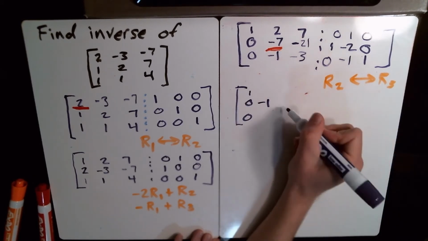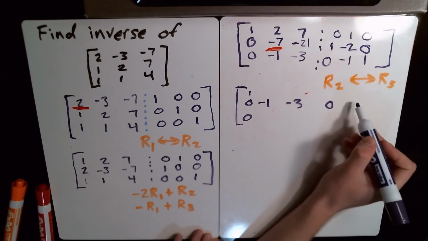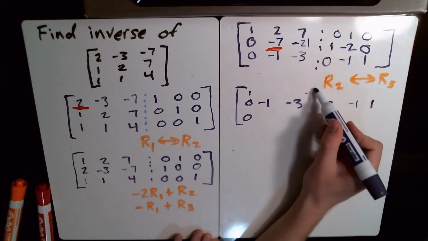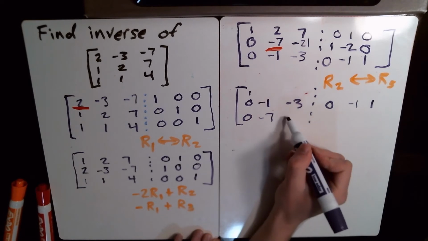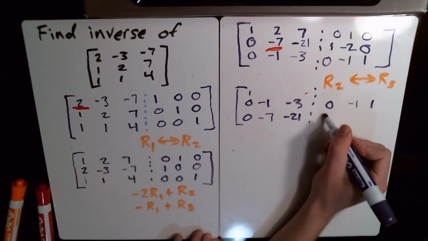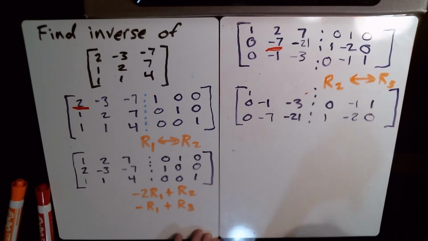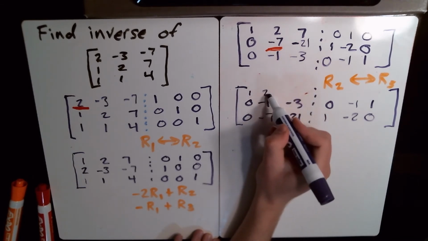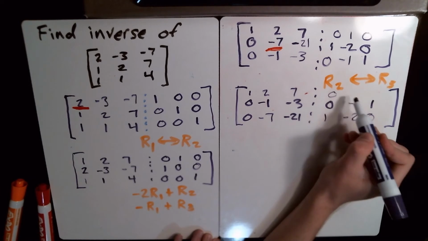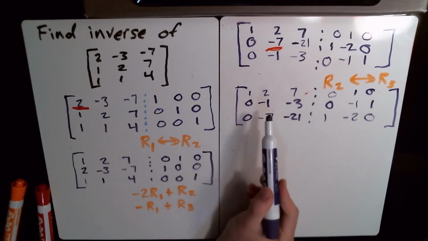This becomes -1, -3, 0, -1, 1. Just switched our rows. Then we've got -7, -21, 1, -2, 0. Okay. Then we've got still up here the same stuff. Okay. So we've got our matrix now with a -1 here.